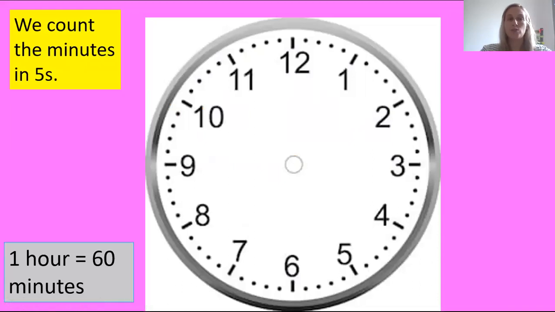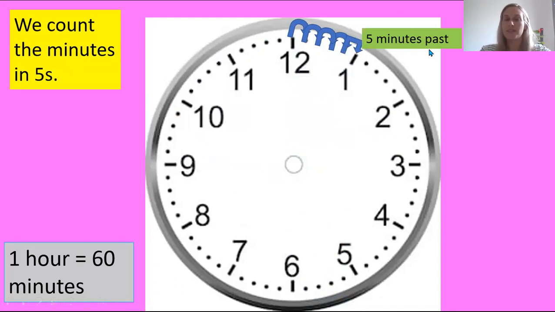Again, remember grade 2 that we count the minutes in 5s. 12 times 5 gives us 60, sorry. And we know that 60 minutes equals 1 hour. So between the 12 and the 1, in some clocks, you can count that there are 1, 2, 3, 4, 5 little jumps, okay? And this can help us to remember.